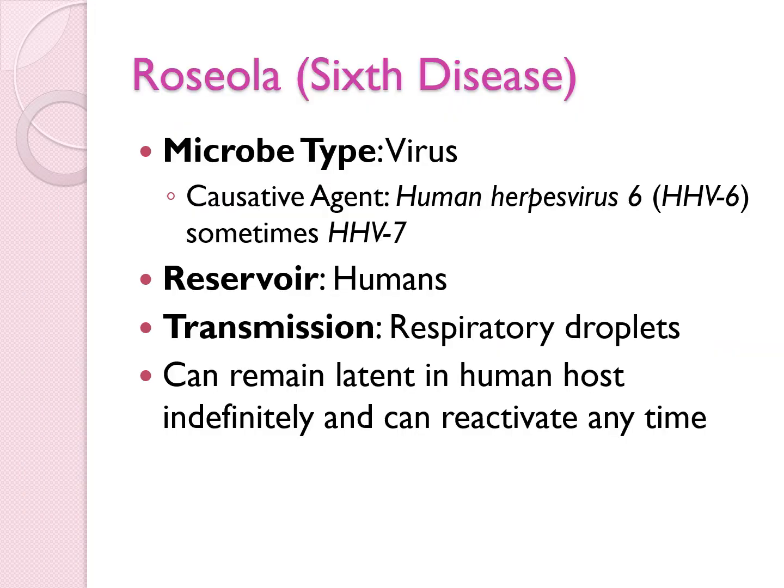All right, on to roseola. This is also known as sixth disease. You're never going to guess why. Yes, it is the sixth rash disease that was discovered in kids. The microbe type is a virus. The causative agent is a type of human herpes virus, so HHV6 and HHV7 sometimes.